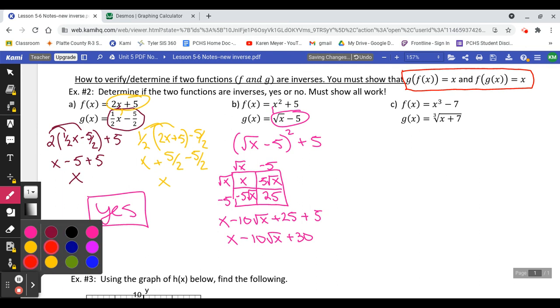Well, did that just simplify down to x? No, it did not. So I don't even have to do the other way. I get to just stop and say there is no way that these are inverses.